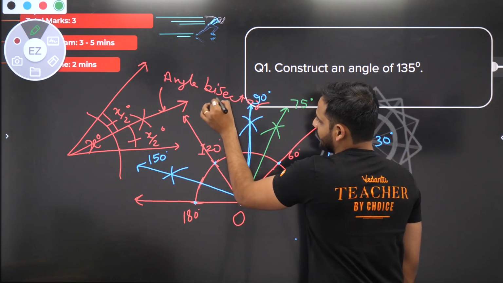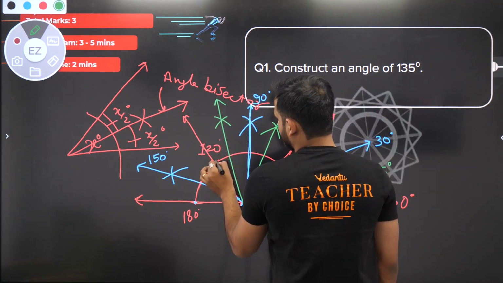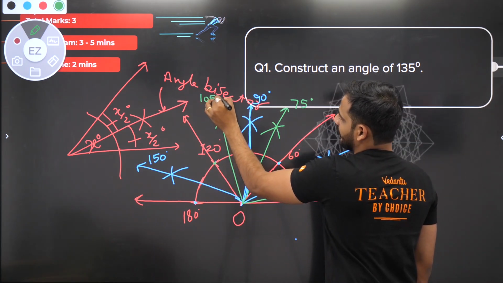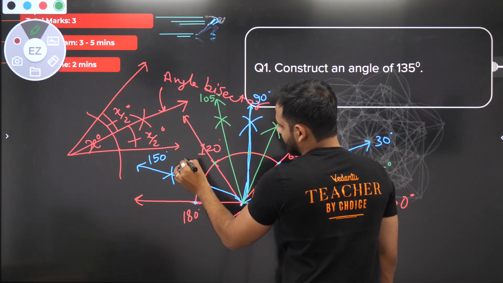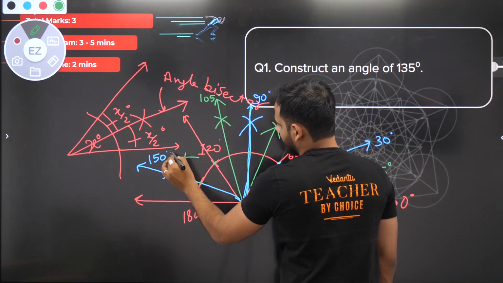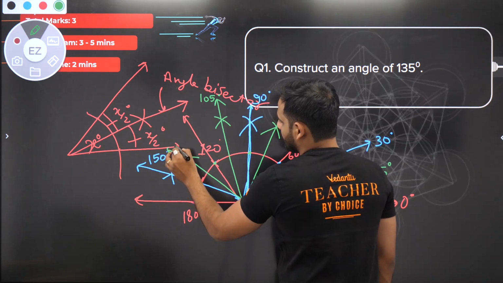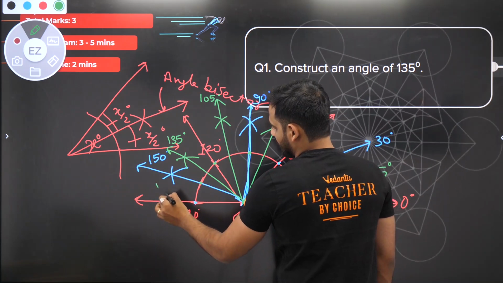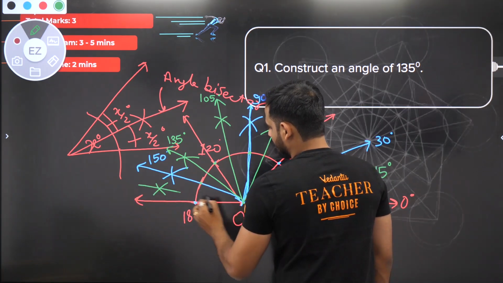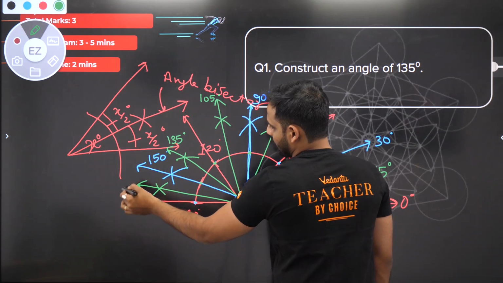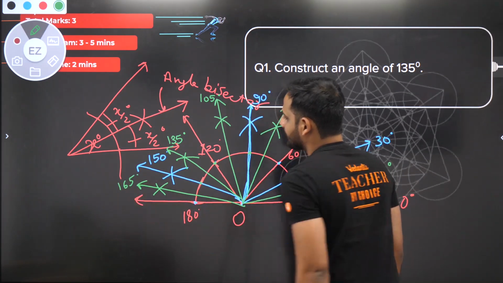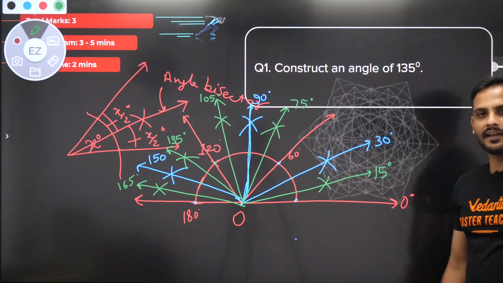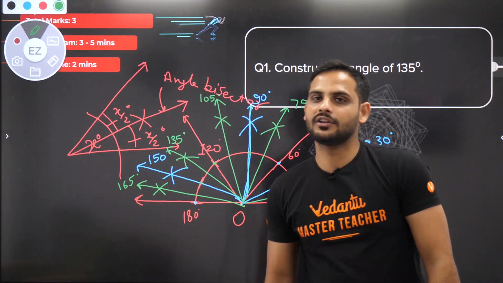Similarly here, bachcho, if I draw an angle bisector, keeping the tip of the compass here and here, make two cuts, this will be equal to your 105 degrees. Similarly, keep the tip of the compass here, one more cut. So this angle will be equal to 135 degrees, and keep the tip of the compass here and make one cut here. So this angle will be equal to 165 degrees. So this is how, bachcho, you can draw all the angles. The drawing of an angle basically requires the knowledge of angle bisector.